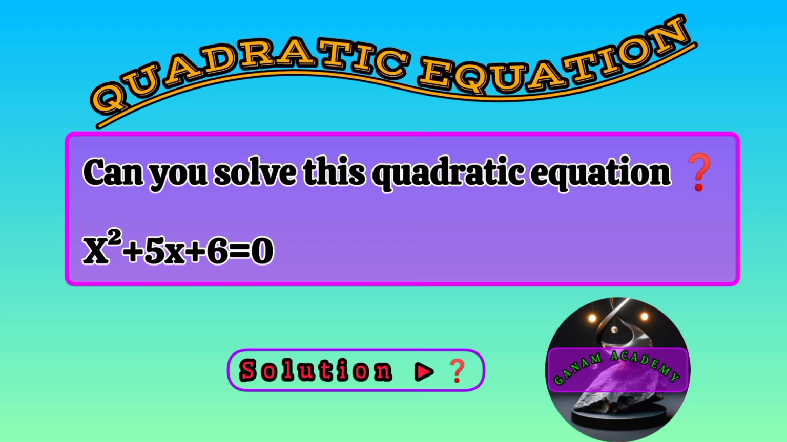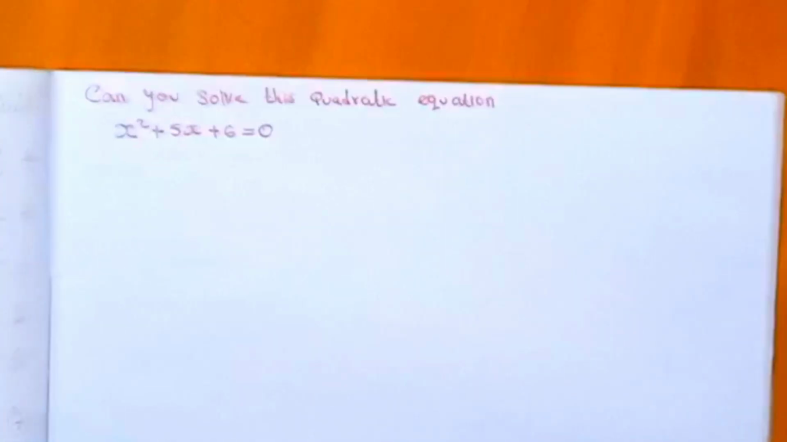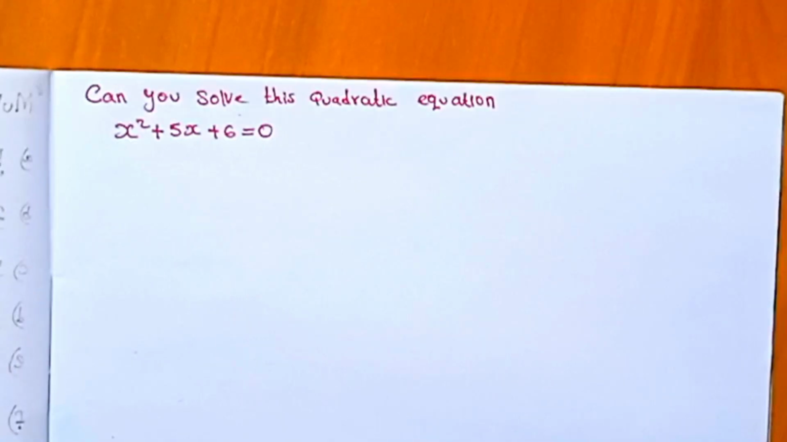So let's solve this. Today we have x squared plus 5x plus 6 is equal to 0. Is it scary to you? Not at all. Let me show you how easy this really is.